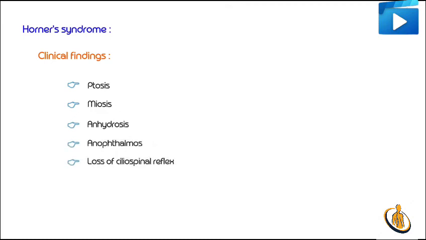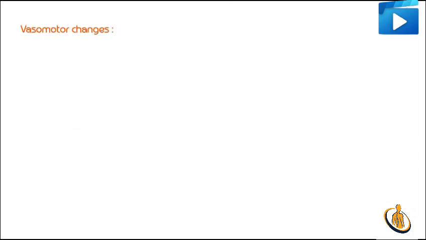So what are the clinical findings in Klumpke's palsy? There will be characteristic findings of ptosis, miosis, anhidrosis, enophthalmos, and also loss of ciliospinal reflex. So all these are the characteristic features of Klumpke's palsy. And next, what are the vasomotor changes which are mainly seen in this?